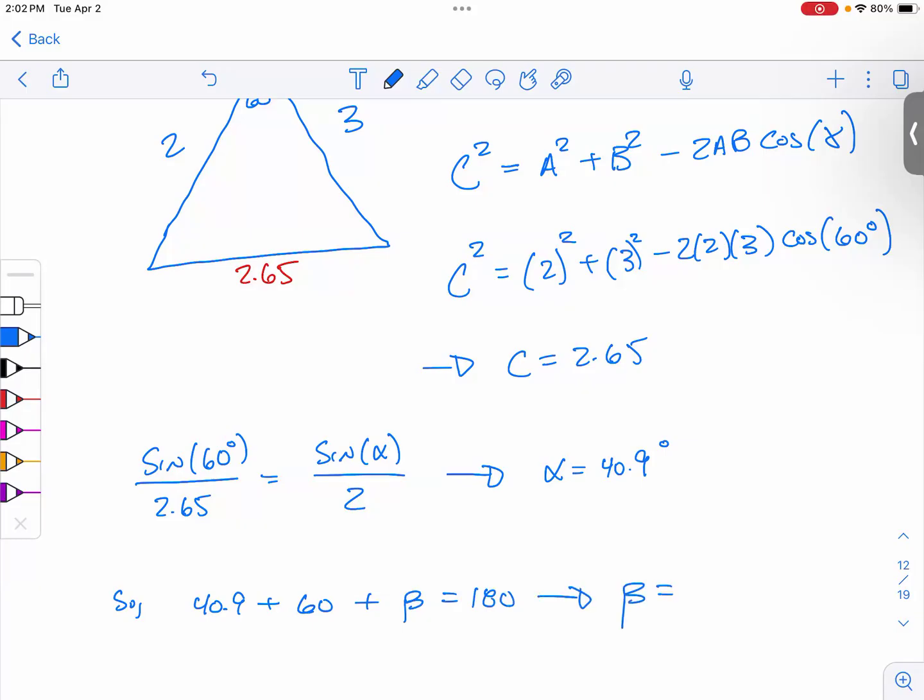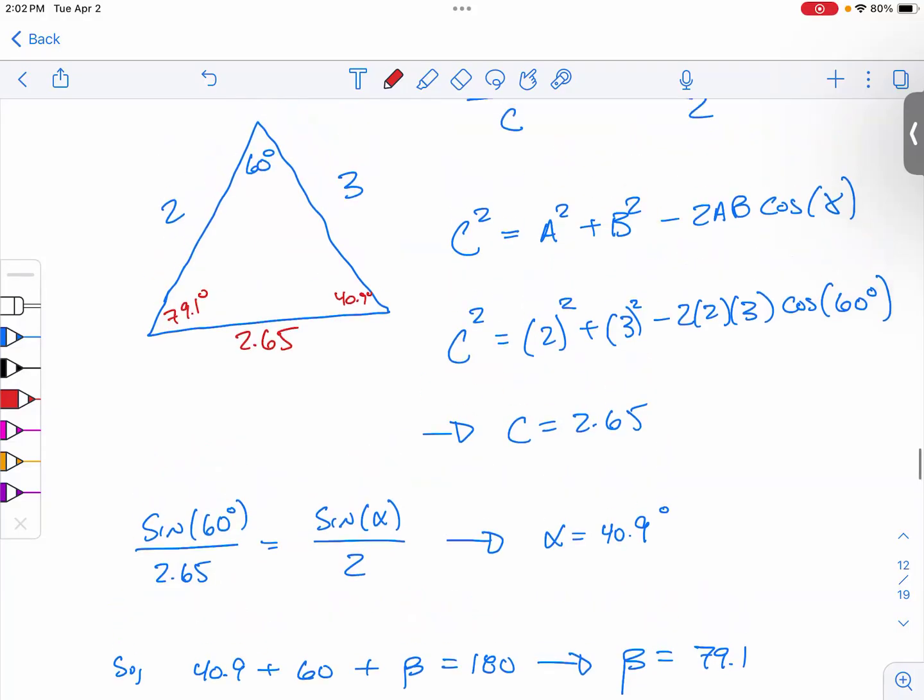And then 180 minus the other ones gives me beta. And we have our values, and then double check large to large, small to small, mid to mid.